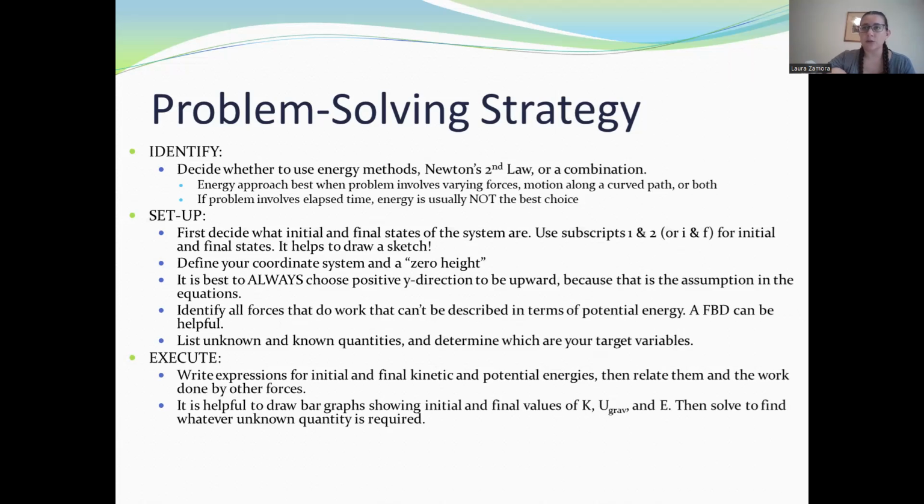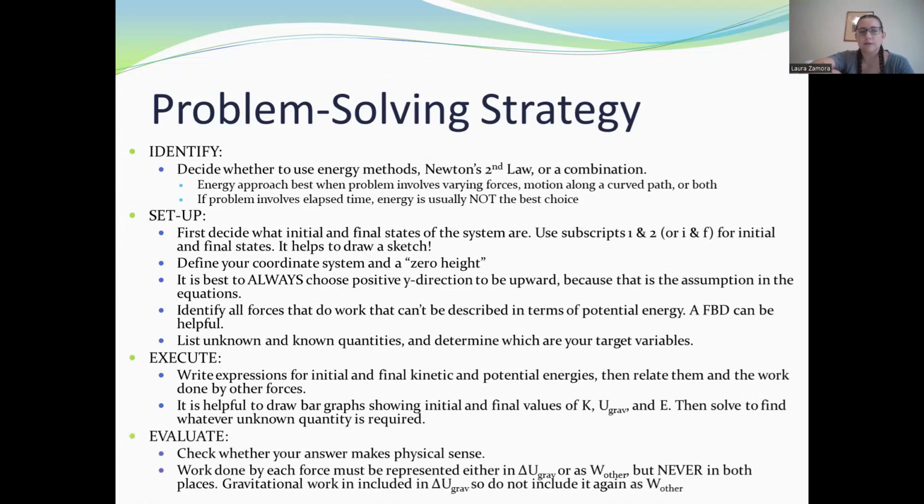Now, yesterday I showed you a quick example of one of these bar graphs that's referred to in that second bullet there. It's a bar graph that shows the initial and final values of kinetic energy, gravitational potential energy, and total mechanical energy. So you can see how that energy changes from one form to another throughout the course of the problem. And then we'll solve those equations to figure out whatever it is that we need to find.